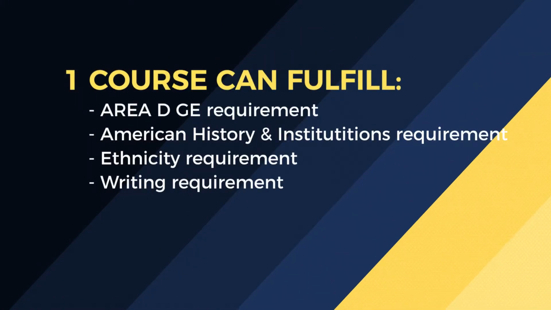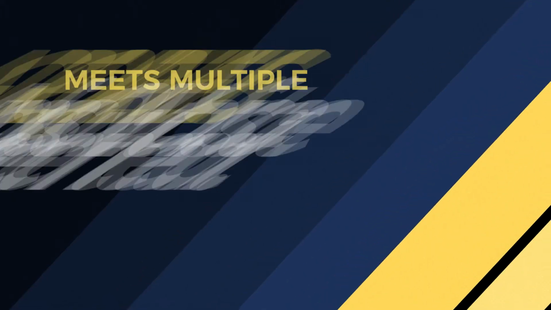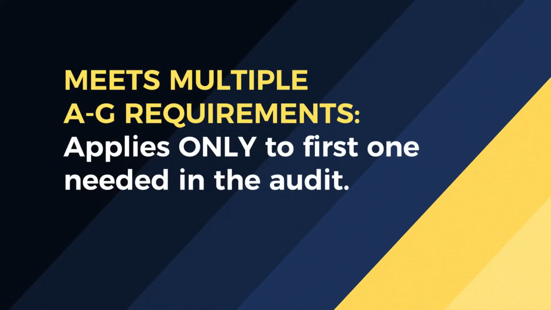For example, a single course could count towards Area D, American History and Institutions, and the two special subject area requirements, ethnicity and writing. For a course that is listed under multiple A through G requirements, it will apply to the first requirement in the audit unless that area is later fulfilled by other courses. Below the GE requirements, you should be able to see your preparation for the major and/or upper division major requirements, depending on your declared major or pre-major. Be sure to expand these and take a look at how your existing coursework is being counted.